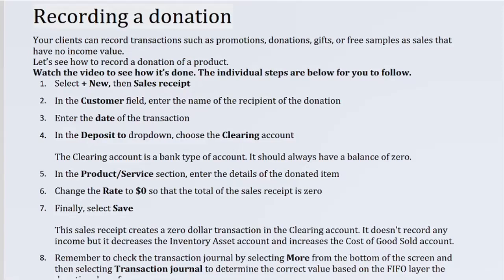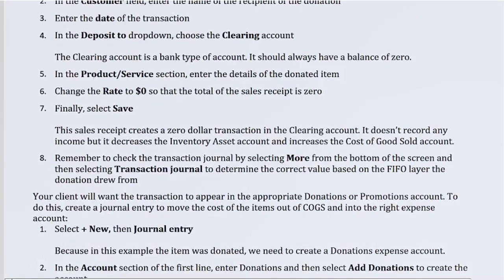In the Product/Service section, enter the details of the donated item. Change the rate to $0 so that the total of the sales receipt is 0. Finally, select Save. This sales receipt creates a $0 transaction in the clearing account. It doesn't record any income, but it decreases the inventory asset account and increases the cost of goods sold account. Remember to check the transaction journal by selecting More from the bottom of the screen and then selecting Transaction Journal to determine the correct value based on the FIFO layer the donation drew from.